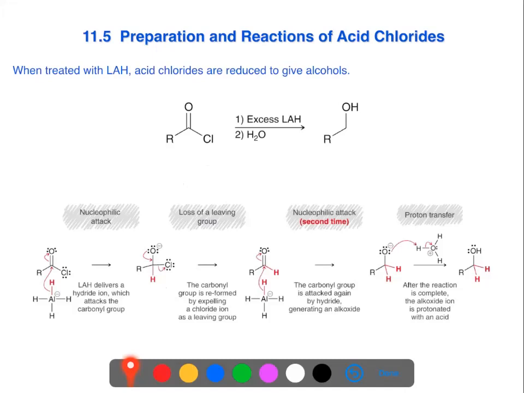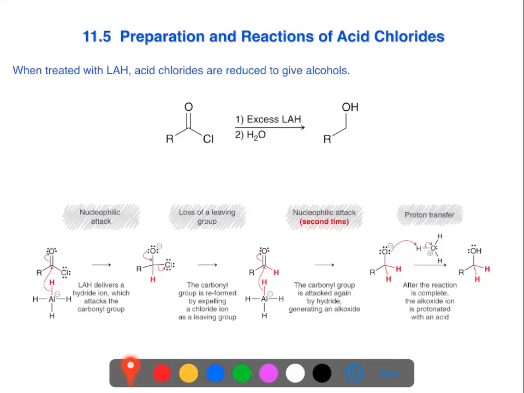Now, similar to what we saw previously for carboxylic acids and esters, we can reduce acid chlorides with lithium aluminum hydride, and this will give us alcohols. So as shown, if we use excess lithium aluminum hydride and we follow that reaction with the addition of water, we can prepare a primary alcohol. And you may recall that the mechanism, as shown, was one of really a nucleophilic acyl substitution to start off, followed by a nucleophilic addition.